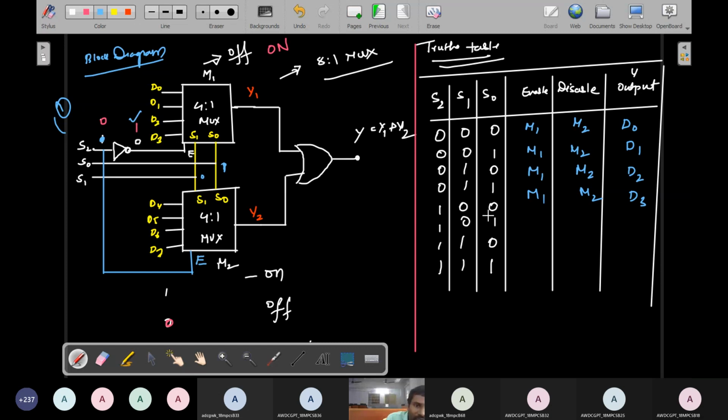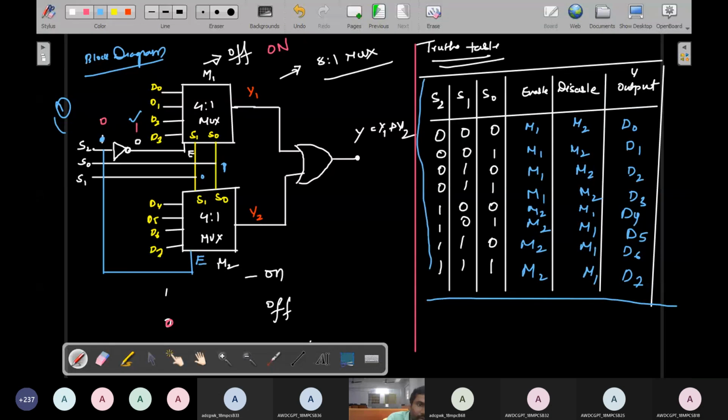Once S2 comes to 1, this is the off condition and this is the on condition, so M2 is enabled. So right now in this condition M2 is enabled, M1 is disabled, and you select the D4 line. M2 is enabled, M1 is disabled, D5 condition. M2 is enabled, M1 is disabled, D6 condition. M2 is enabled, M1 is disabled, D7 condition. So this is the final truth table. Understand? So this is the truth table of this multiplexer tree diagram. Understand everybody? So this is the concept actually.